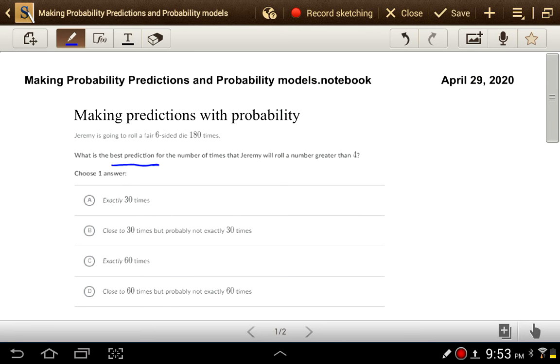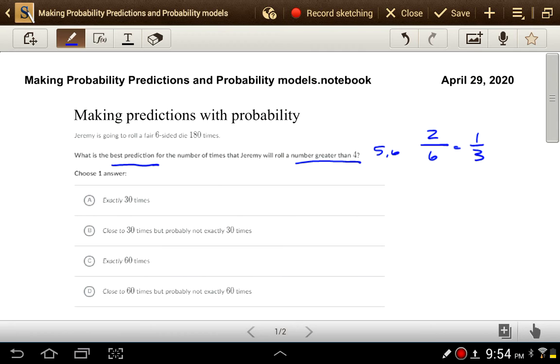That there's not necessarily an exact answer, you're looking for a best prediction. So there is one of these answers that best predicts what is going to happen. Remember, we're talking about probability, so we don't know what's actually going to happen, it's just what should happen. So we're rolling a die, and we're going to roll it 180 times. And I want to know, if he rolls that 180 times, what is the probability we get a number greater than 4? So that's 5 and 6, so that's 2 outcomes that we want over 6 total outcomes, so that means we have a 1/3 chance of that occurring.